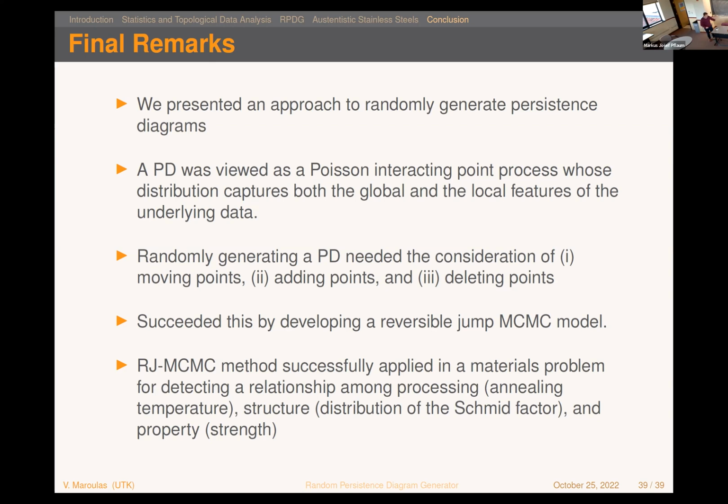And basically this led to the reversible jump MCMC model, which, as we just saw minutes ago, we applied to this materials science problem for detecting a relationship among different temperatures for the same material, different annealing temperatures, using the Schmidt factor, which is related to structure and strength. And with that, I'm all done.